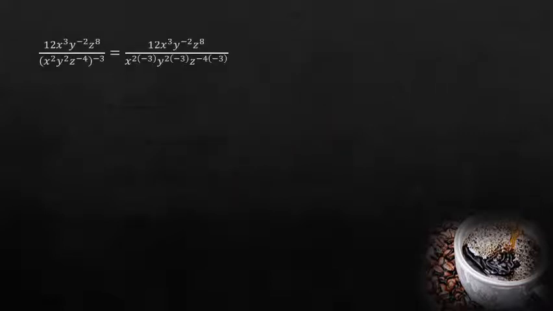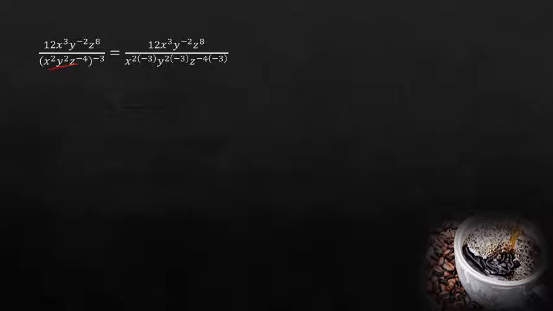Next example, let's say we have 12x cubed y to the power negative 2 times z to the power 8 all over x squared y squared z to the negative 4, and the whole denominator is raised to the power negative 3. So again, we need first to distribute to this whole.